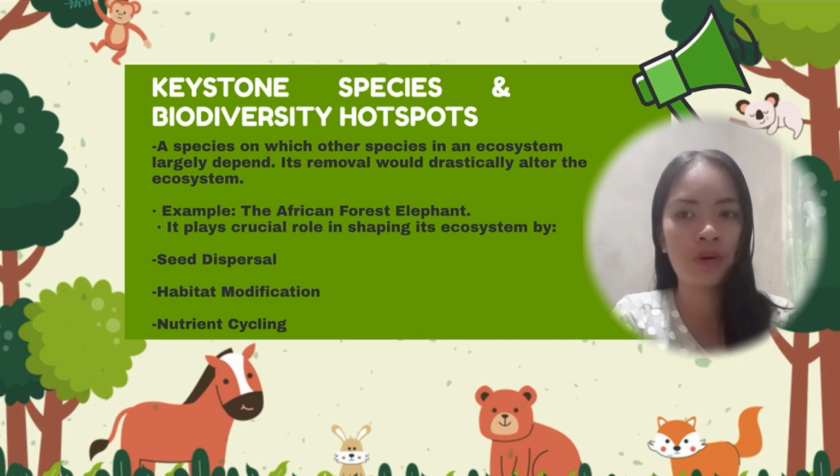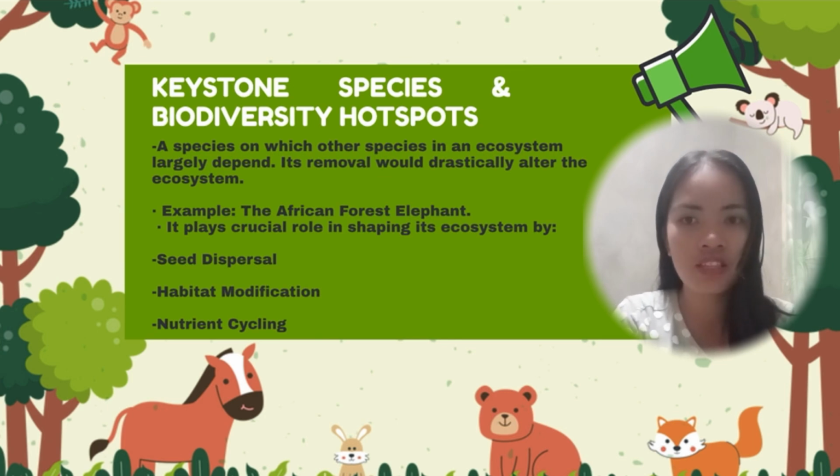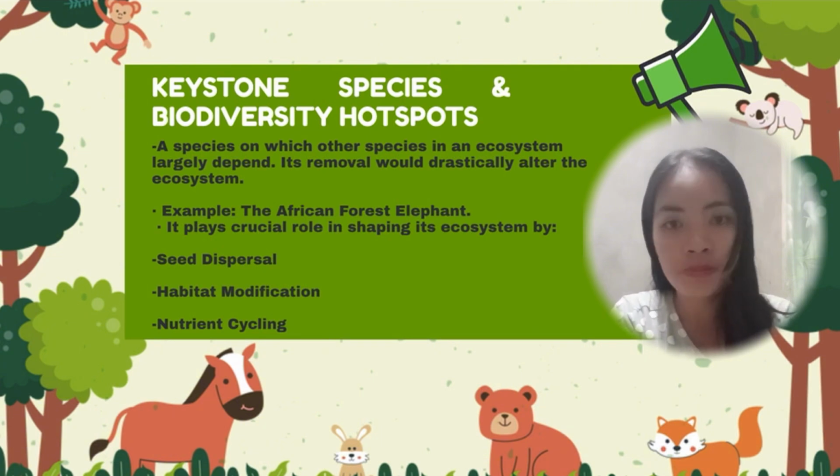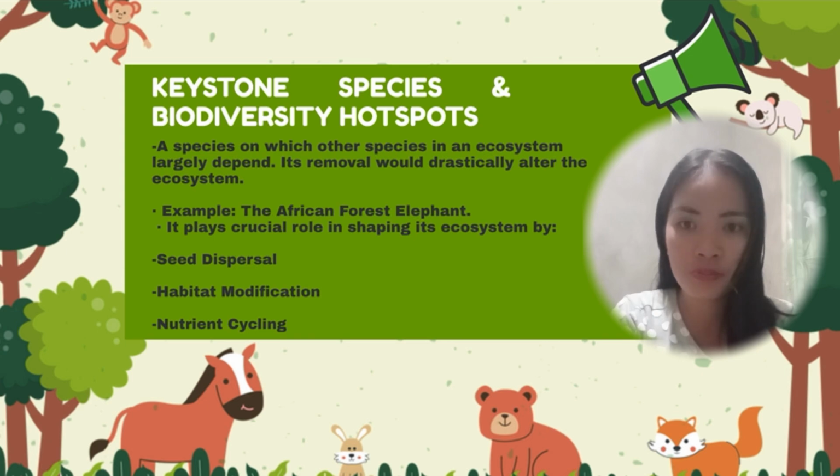One of the examples is in West Africa, where a notable keystone species is the African forest elephant. It plays a crucial role in shaping its ecosystem by, first, seed dispersal. Elephants consume and disperse seeds of various tree species, aiding forest regeneration. Second is habitat modification. Their movement and feeding habits create and maintain forest clearings, influencing vegetation structure. Third is nutrient cycling. Elephant dung enriches the soil with nutrients, promoting plant growth.